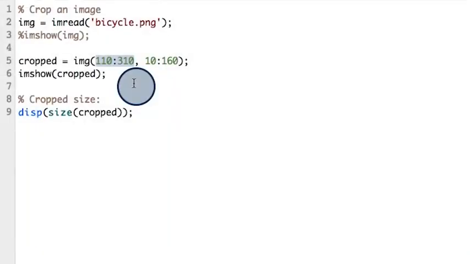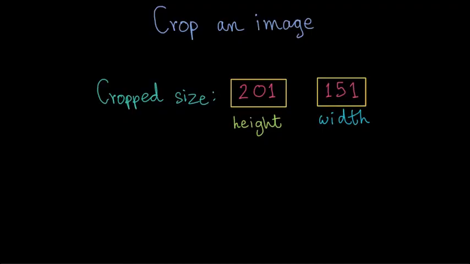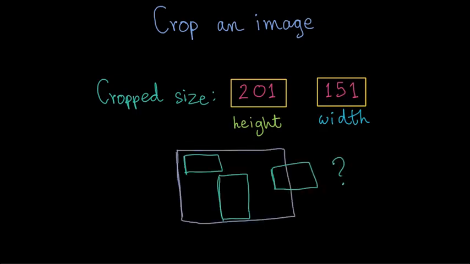Let's look back at the range we selected. 110 through 310 and 10 through 160. Note that in both these ranges, the limits are inclusive, which is why the first range, 110 through 310, includes 201 different rows. Similarly, 10 through 160 includes 151 different columns. Try to extract different parts of the image. What happens when your selected range goes out of bounds?